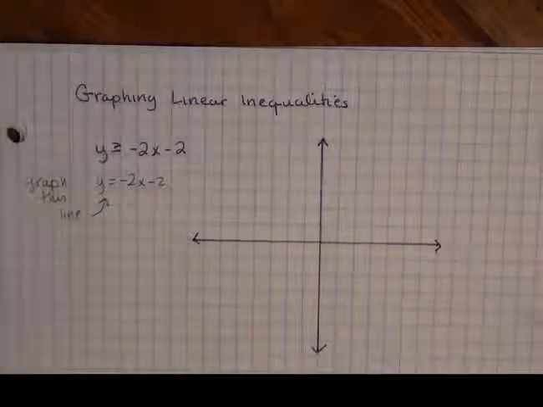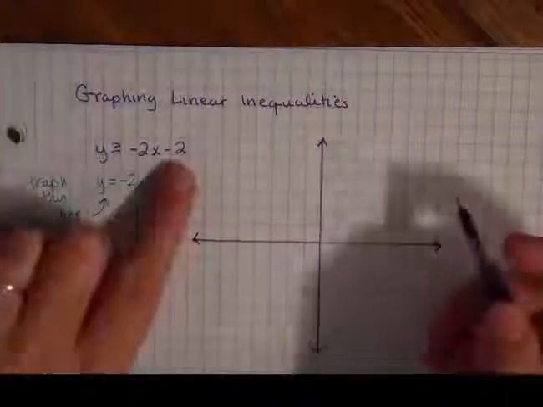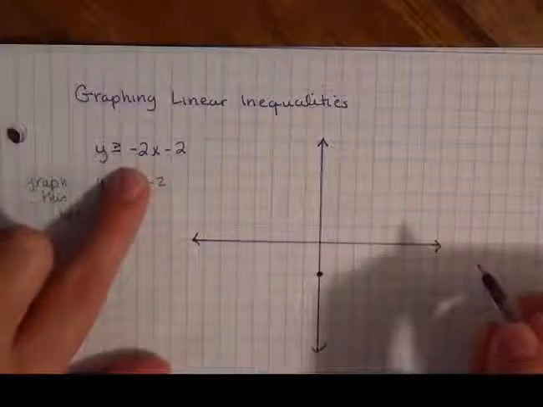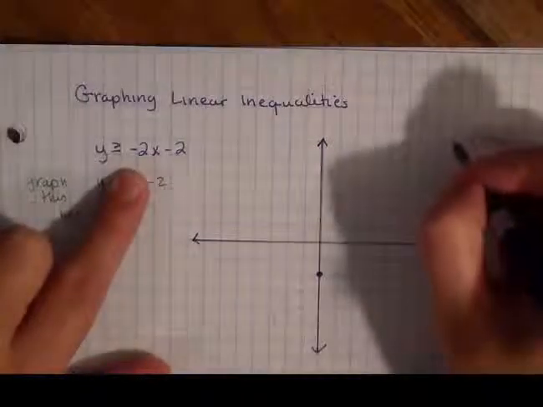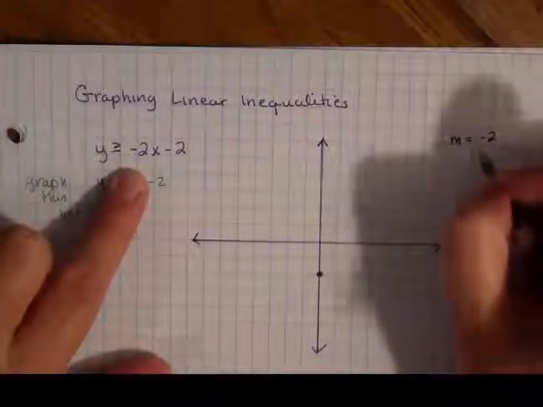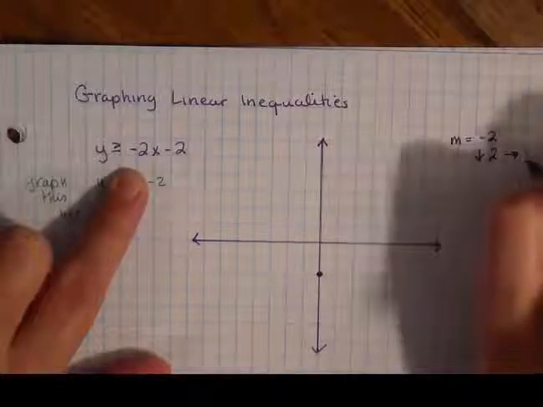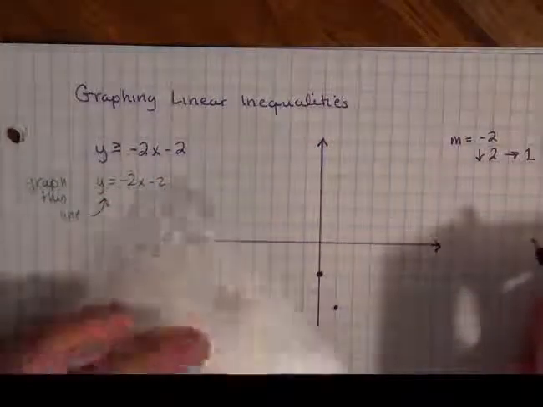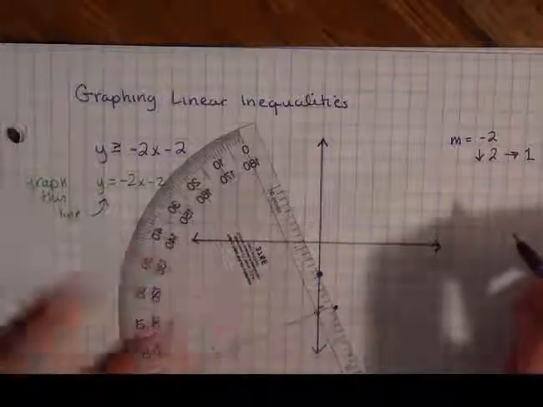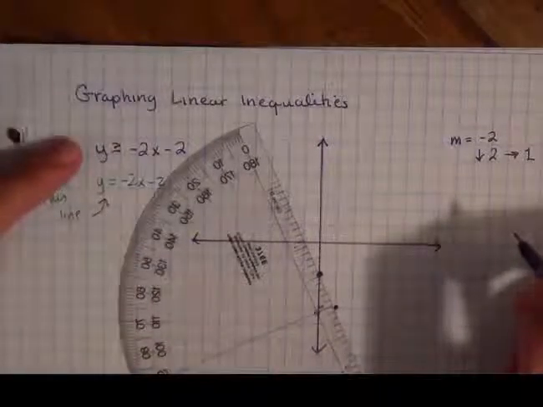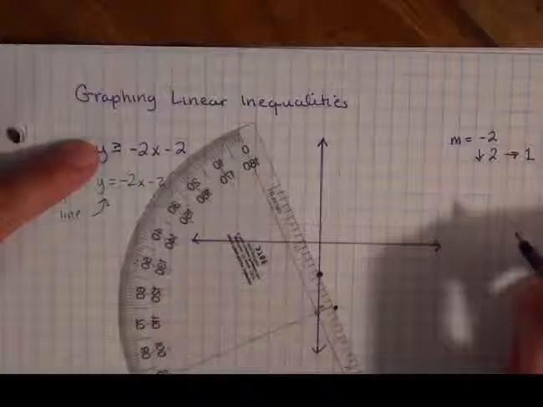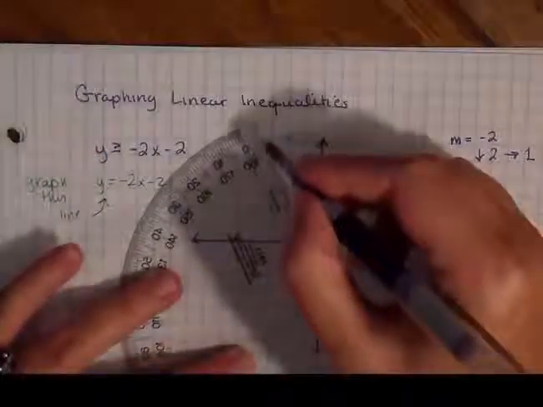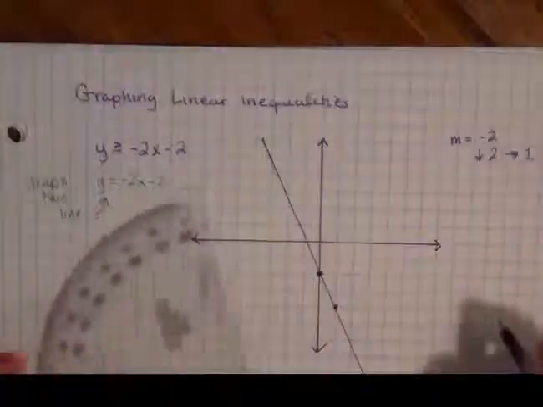Okay, so we'll start with our y-intercept, which is at negative 2. And then our slope is negative 2. So since our slope is negative 2, we're going to go down 2 and then over 1. So down 2 and over 1. And then we'll connect these with a line. Now, if you remember, we said that if you had a greater than or equal to or a less than or equal to, you would use a solid line. So for this graph, we're going to use a solid line.